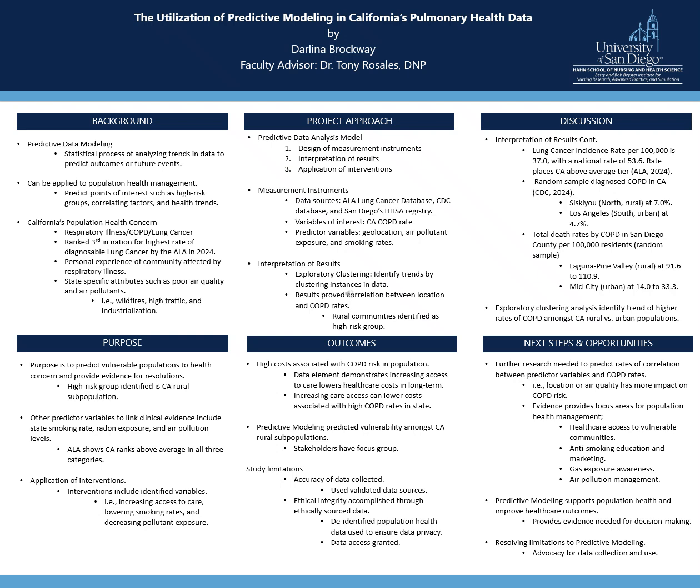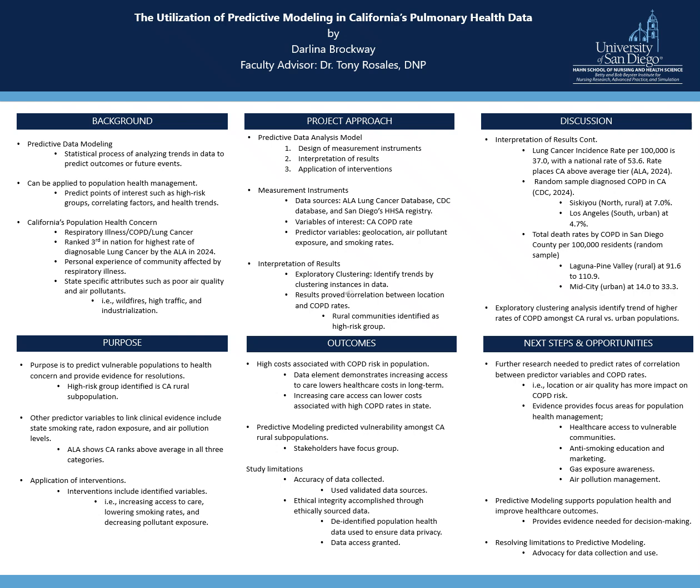The purpose of using predictive modeling is to predict vulnerable populations to health concern and provide evidence for resolutions, such as the high-risk group identified as rural subpopulation. Predictive variables can also impact COPD risk, such as smoking rate, radon exposure, and air pollution levels.